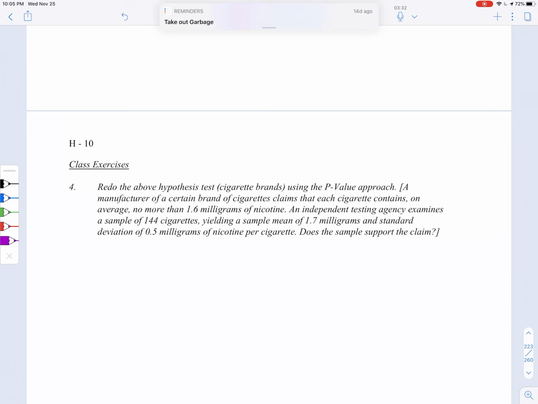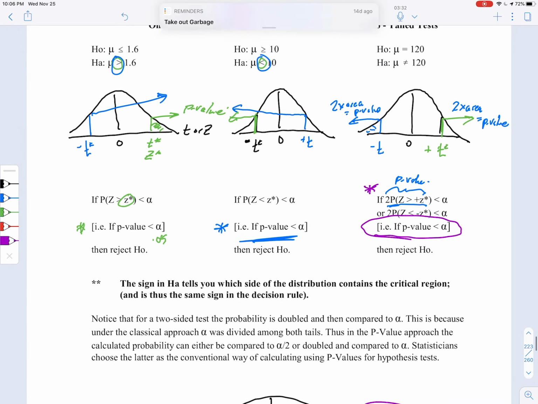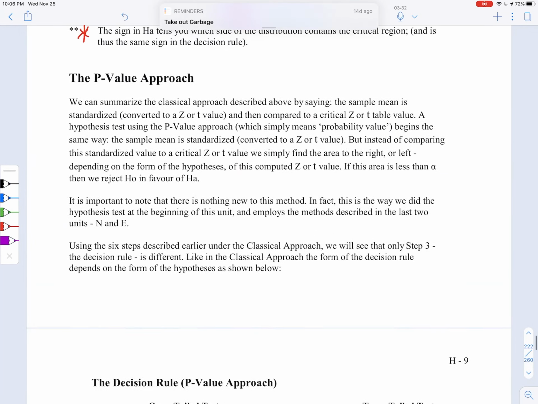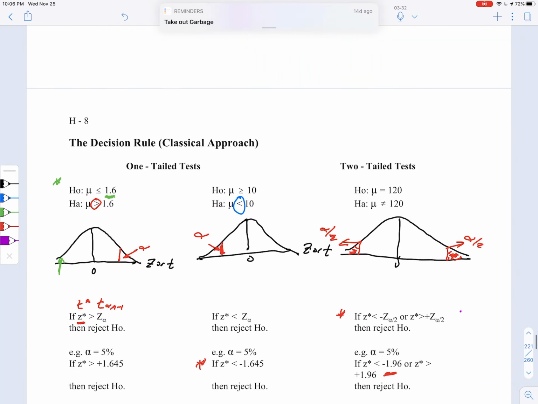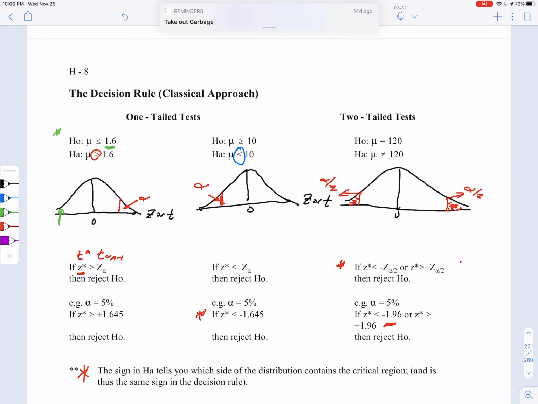Hi ladies and gents, we are taking a look on page H10, number 4, and we're talking about the cigarette example but from a p-value approach. Let's just review for a couple of minutes what we did last time here.